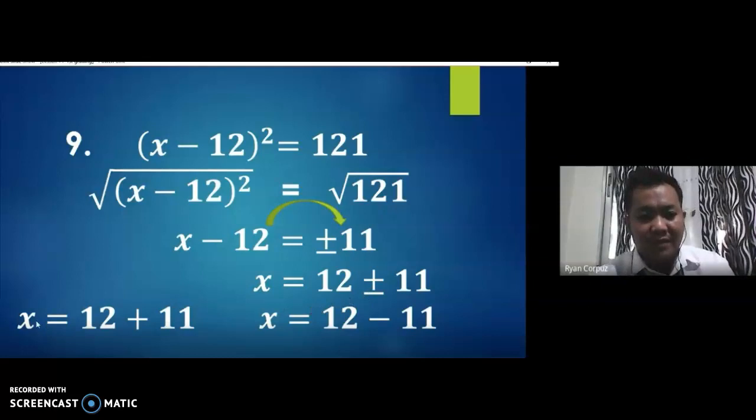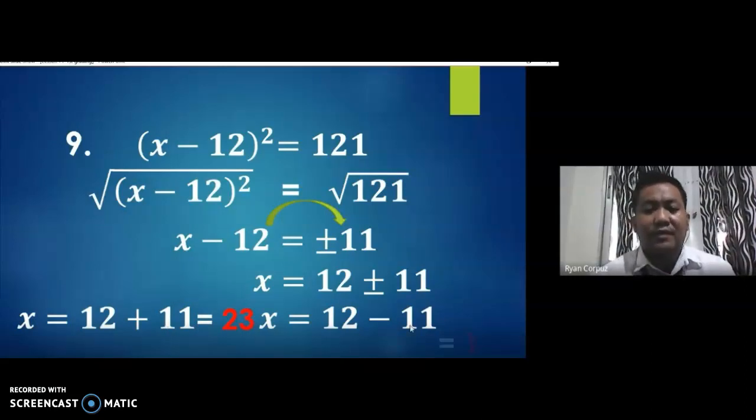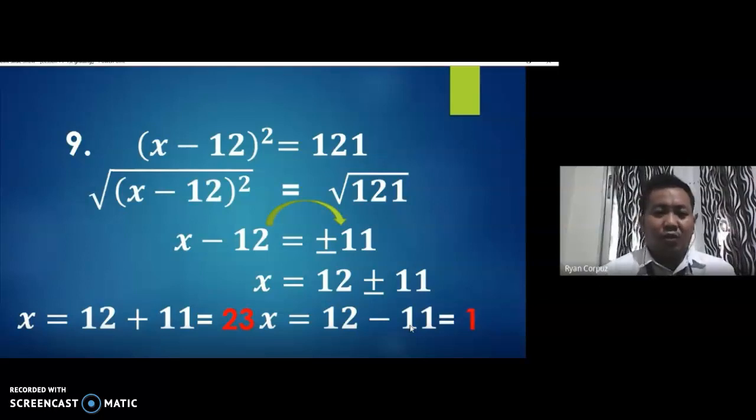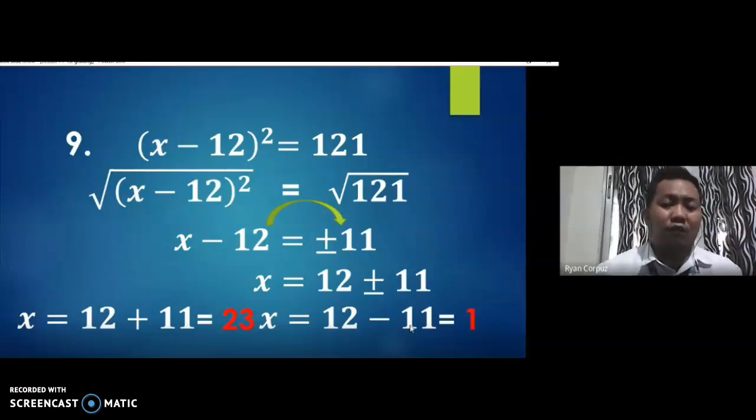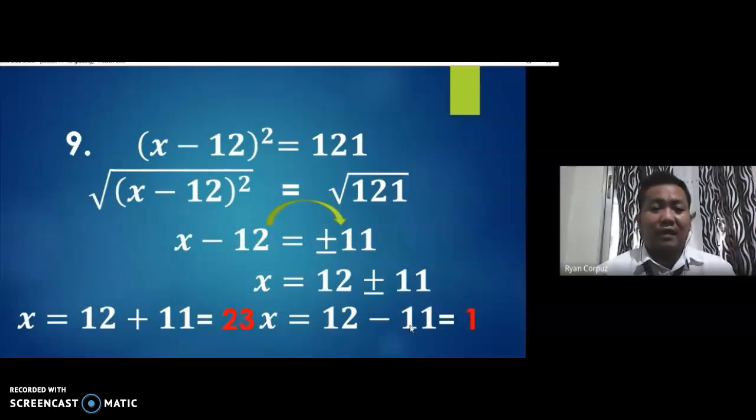When we answer this, x is equal to 12 plus 11, that will be equal to 23. While x is equal to 12 minus 11, that is equal to 1. So, the solutions to a given quadratic equation are 23 and 1. So that's how we solve a quadratic equation by using extracting the roots.